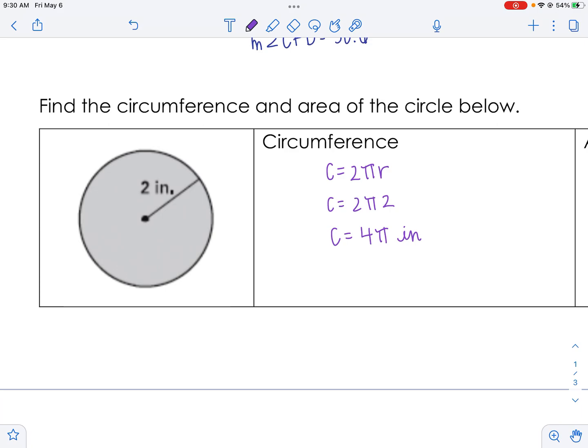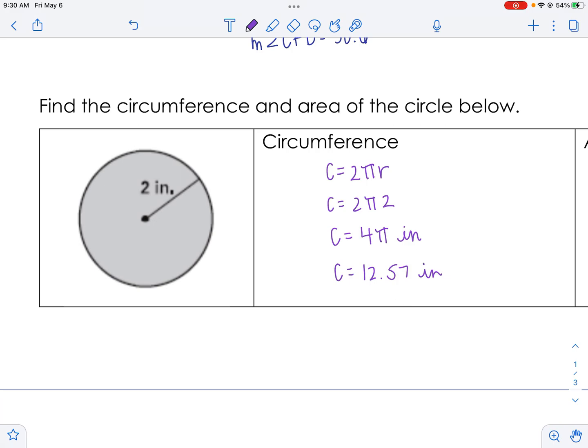Now, if you wanted to actually find out what is 4 pi, then you would go to the calculator, use 4, press that pi key. Remember, the pi key is right above the caret key. It looks like that. So second that key. And it should give you 12.566. We would say 12.57 inches.